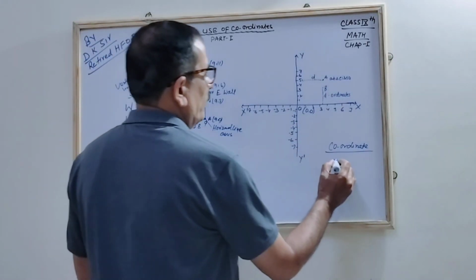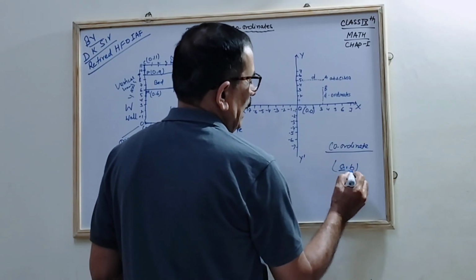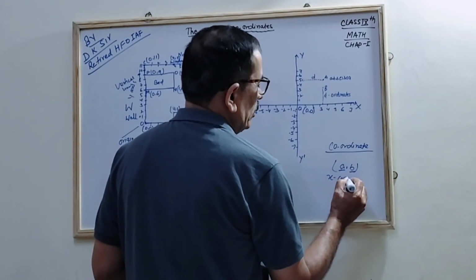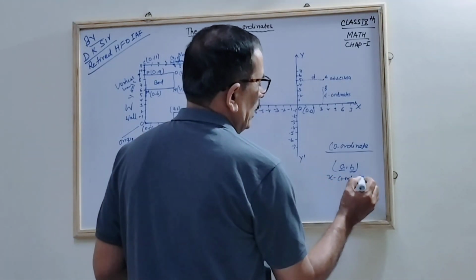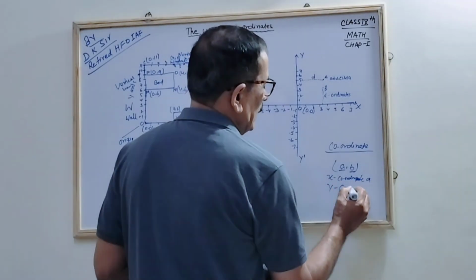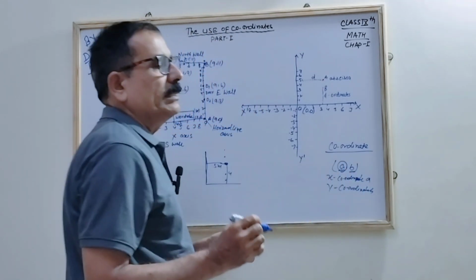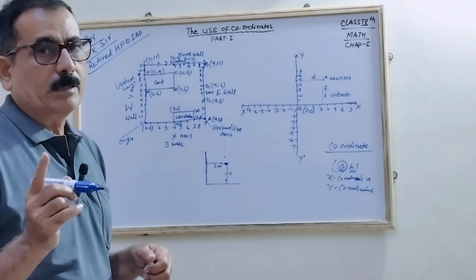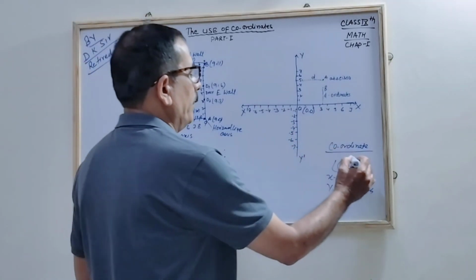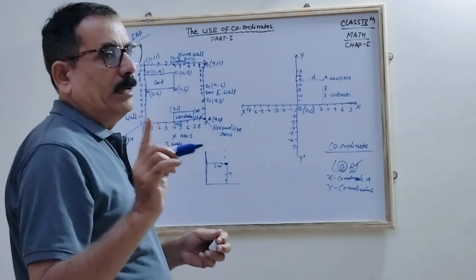The coordinates will be like (a, b). So a is the x coordinate and b is the y coordinate. Can you see, the x coordinate is a and the y coordinate is b. The first one coming, that is a, is the x coordinate, correct? So it will be the distance from the y-axis. The second one coming is the y coordinate, the distance from the x-axis, correct? This is all to understand.